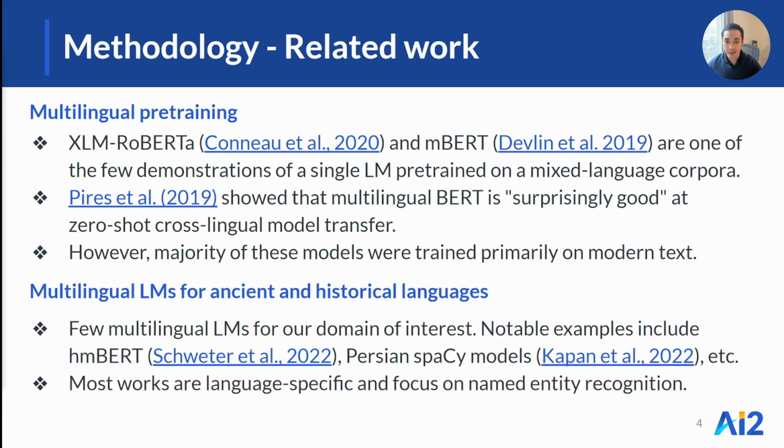Personally, one reason why I got interested in this shared task is because it's a nice way for me to try something different and pre-train an LM from, you could argue, domain-specific text. What is also interesting is that there are few multilingual LMs on historical and ancient language data. The most notable example I could find is HmBERT. There are also some Persian spaCy models, but aside from that, not much. Most LMs are language-specific and mostly focus on named entity recognition as their downstream task.